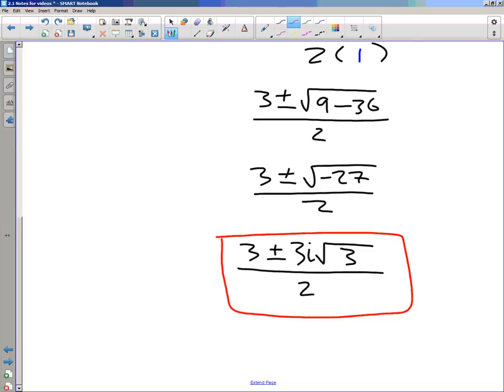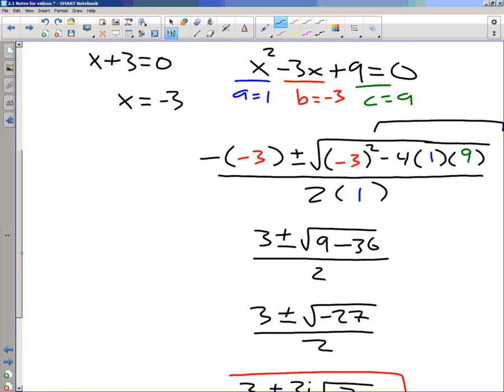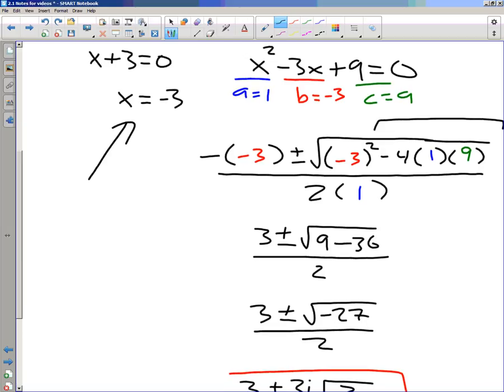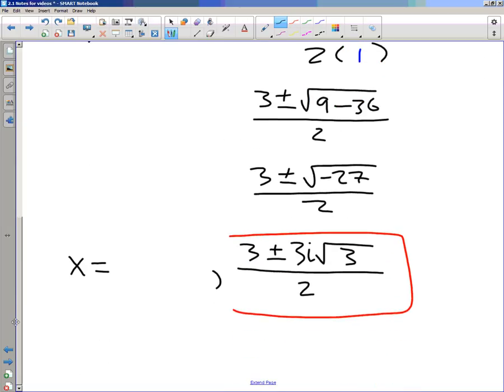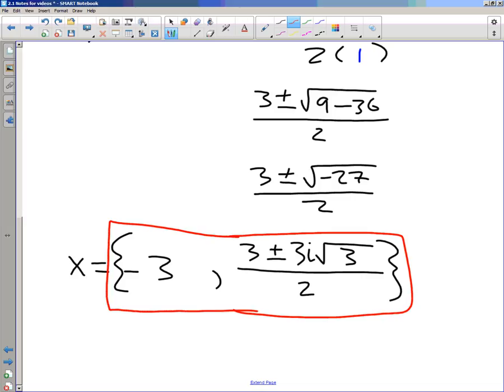That'll be our solution. Actually, that is not our solution, and this is a common mistake. That is part of our solution. Remember that x equals negative 3, way up here, was also part of our solution. So if I wanted to include the entire solution, I would list negative 3 and the result of that quadratic formula. Keep in mind that this result of the quadratic formula does actually represent 2 solutions. There is a positive version and a negative version.